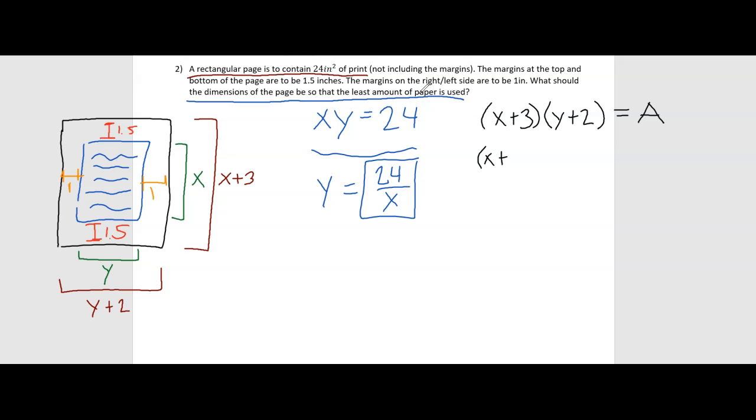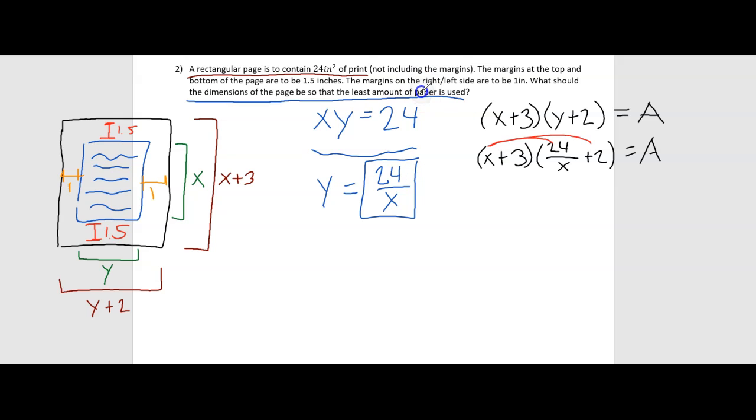I'm going to get x plus 3, that quantity, times the quantity 24 over x plus 2, is equal to a. Now, you could multiply everything out and then take the derivative. You could also use the product rule to take the derivative. It's really up to you. I am going to choose to multiply everything out. I think that may be easier when taking the derivative.